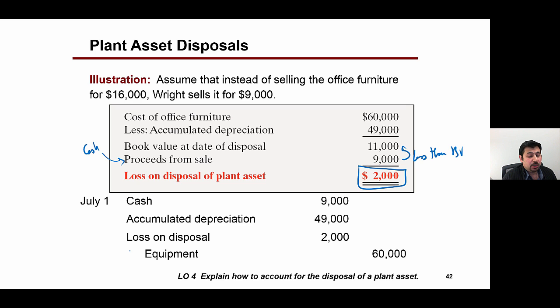As you can see, accumulated depreciation will be debited the full amount that was accumulated until the date of sale. Equipment will always be credited the original cost, and then the difference between the cash from proceeds of sale and the book value will be either a loss or a gain on disposal of plant assets.